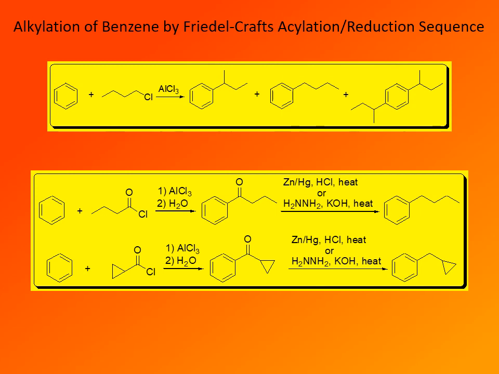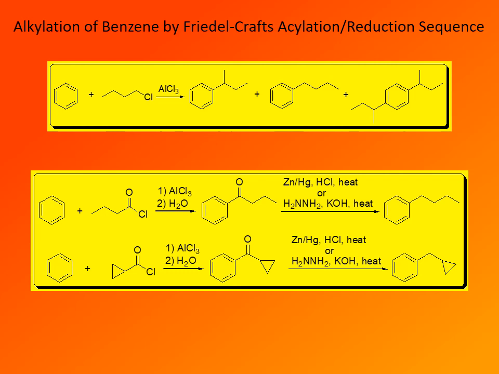We treat benzene, in this case if we want to prepare butylbenzene, we treat benzene with butanoic chloride in the presence of aluminum trichloride, followed by aqueous workup, and that gives a corresponding acylated product, in this case butyrophenone. Then we can reduce that.